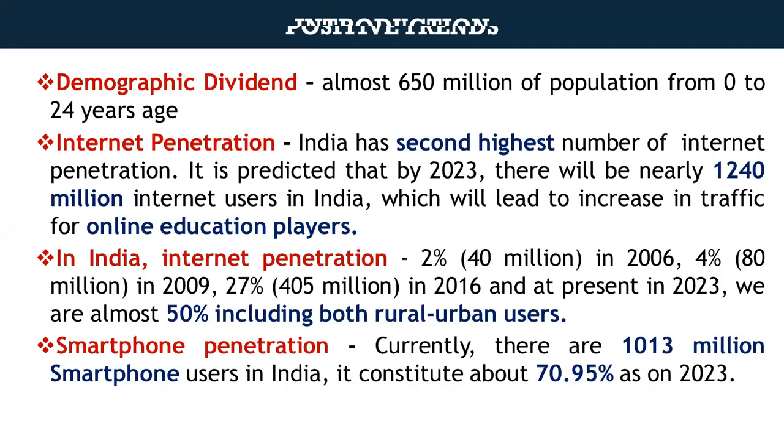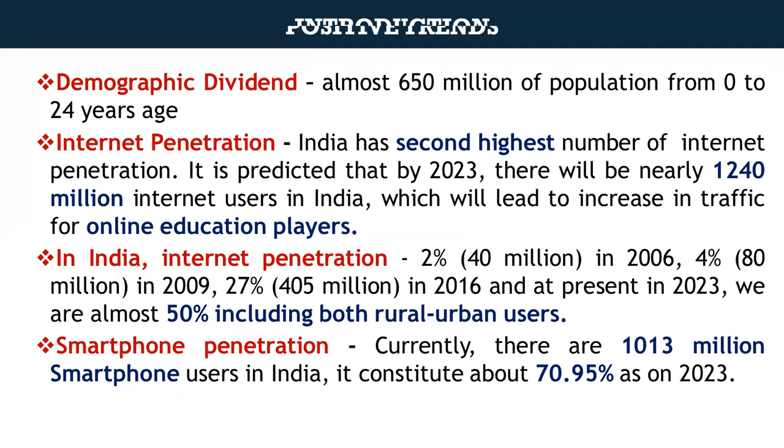Then whenever you're looking at the positive trend, as far as understanding the overall demography, we call it a demographic dividend. Almost 650 million of the population is 0 to 24 years. So again, we call it a robust young population. We call it a demographic dividend.